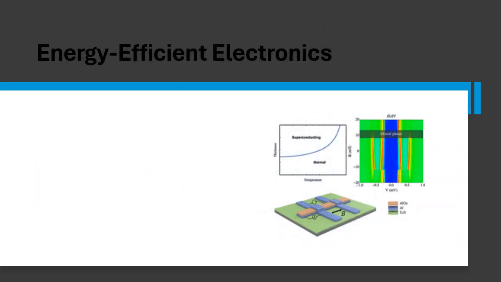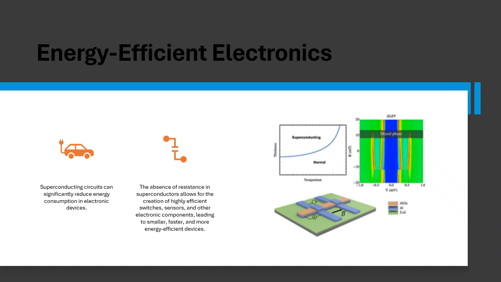Energy-efficient electronics. Superconducting circuits can significantly reduce energy consumption in electronic devices. The absence of resistance in superconductors allows for the creation of highly efficient switches, sensors, and other electronic components, leading to smaller, faster, and more energy-efficient devices.